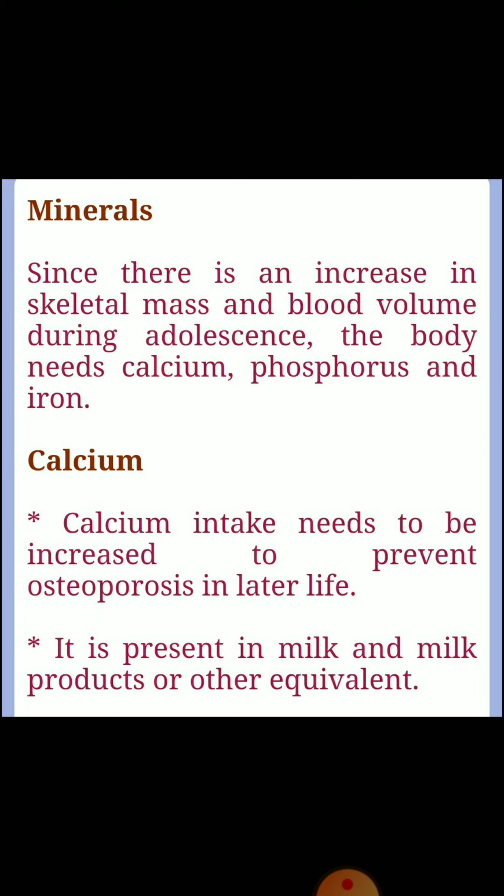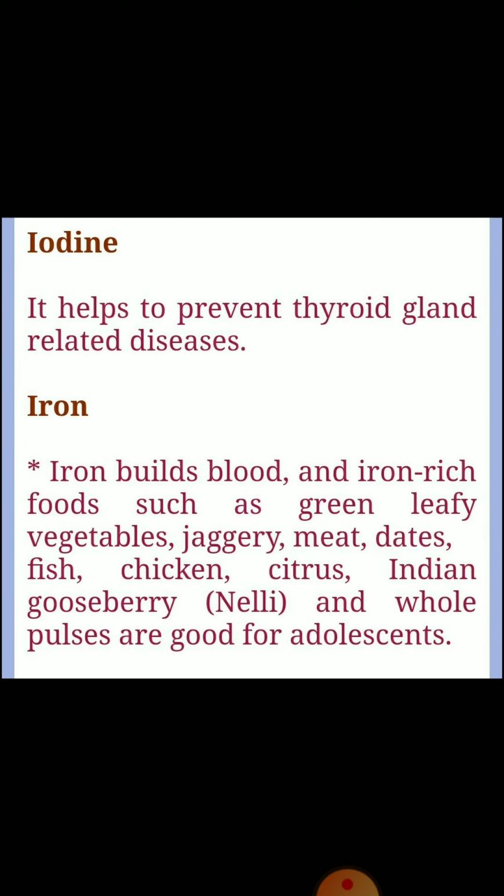Next, calcium intake needs to be increased to prevent osteoporosis in later life. It is present in milk and milk products or other equivalent. Iodine, it helps to prevent thyroid gland related diseases. Iron builds blood, and iron rich foods such as green leafy vegetables, jaggery, meat, dates, fish, chicken, citrus, Indian gooseberry, nelli and whole pulses are good for adolescents.